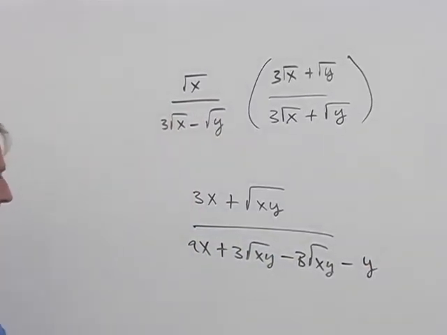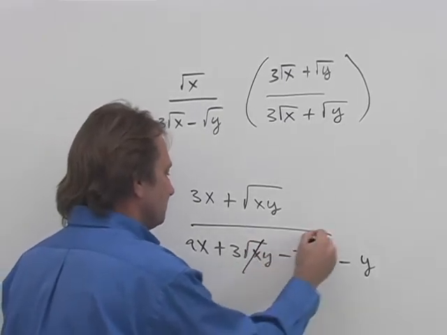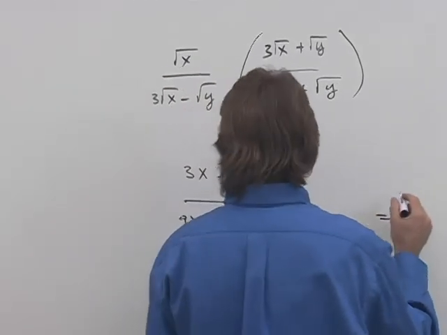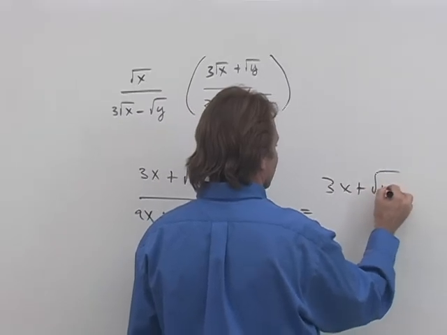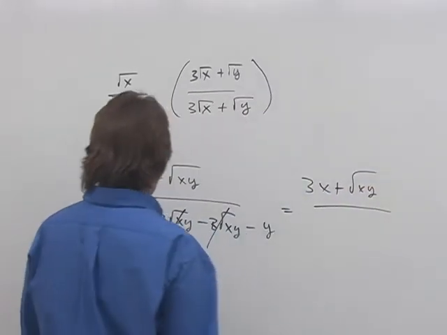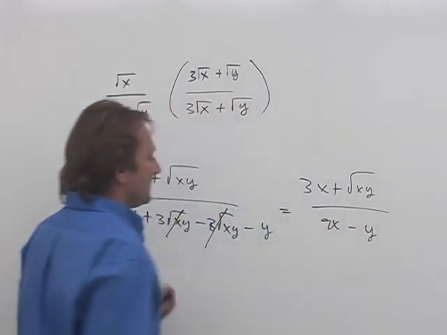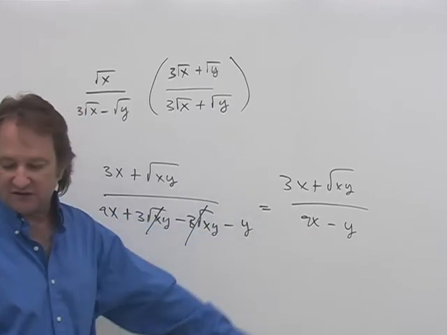Now I can clean this up by noticing that these two middle terms just subtract themselves out. Those are gone. So the new simplified expression will be 3x plus the square root of xy, all divided by 9x minus y. And you can see we no longer have any radicals in the denominator.